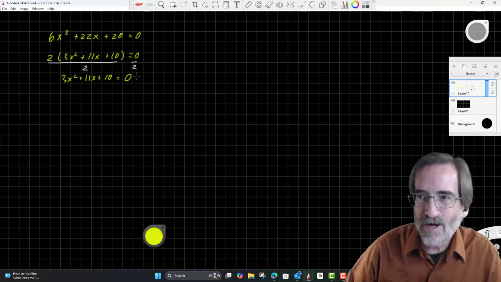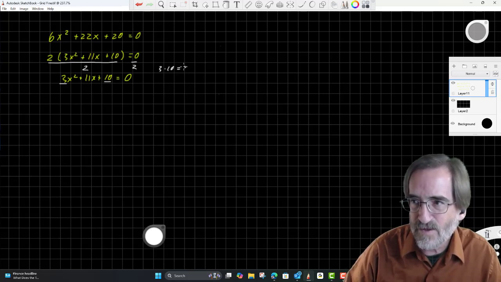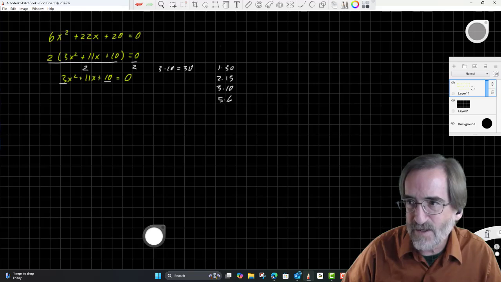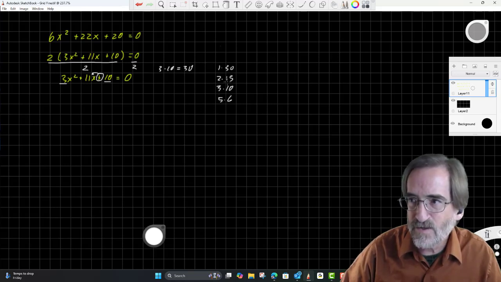Okay, so now what I do here is I think of the product of the first and the last coefficients, the 3 and the 10. 3 times 10 is 30, and I think of all things that multiply to make 30. 1 times 30, 2 times 15, 3 times 10, 5 times 6. And I look for a sum of 11. 1 plus 30 is 31, 2 plus 15 is 17, 3 plus 10 is 13, 5 plus 6 is 11. So that's the one I'm going to choose.